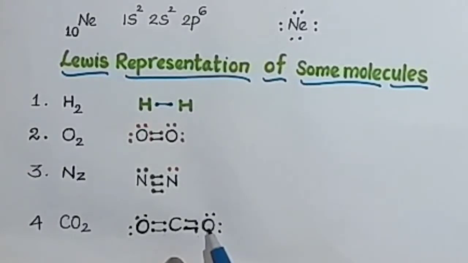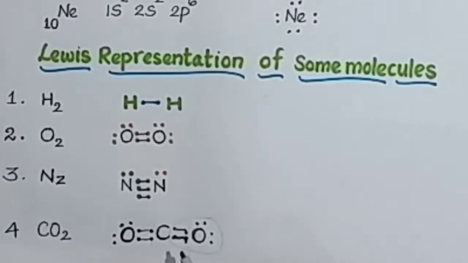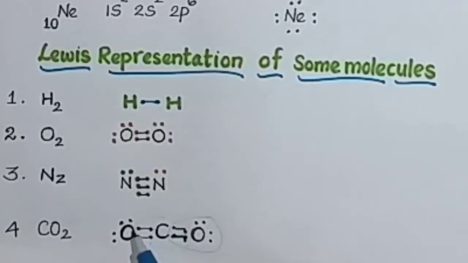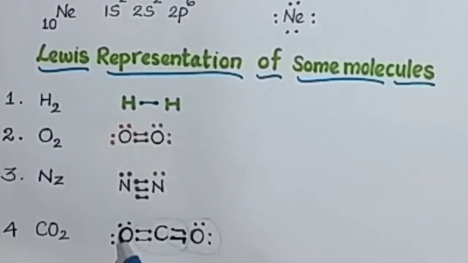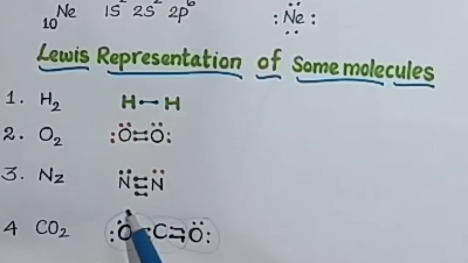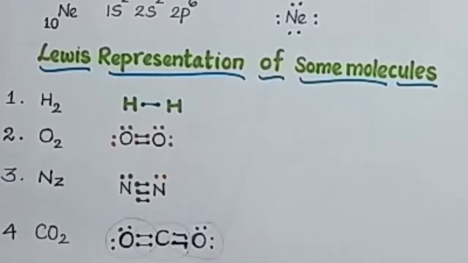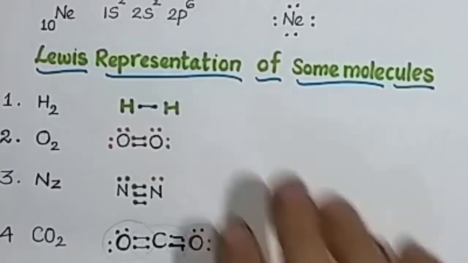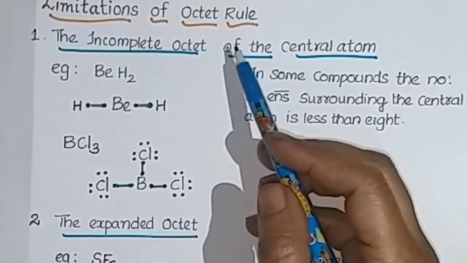This oxygen, listen, how many electrons surround it? 1, 2, 3, 4, 5, 6, 7, 8 electrons. Then this carbon, how many electrons surround it? 8 electrons. Then this oxygen, how many electrons? 8 electrons. So all atoms complete their octet and form the carbon dioxide molecule. Next we discuss the limitations of the octet rule. Then what do you mean by the octet rule?